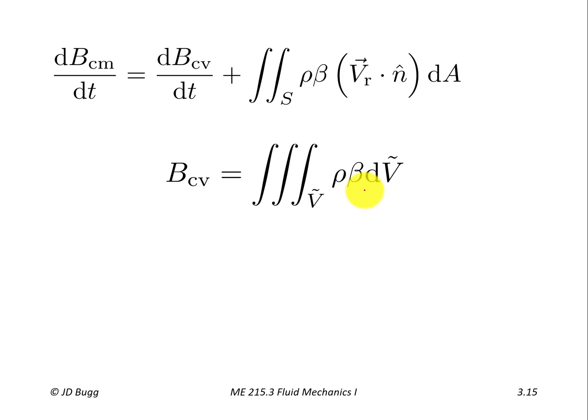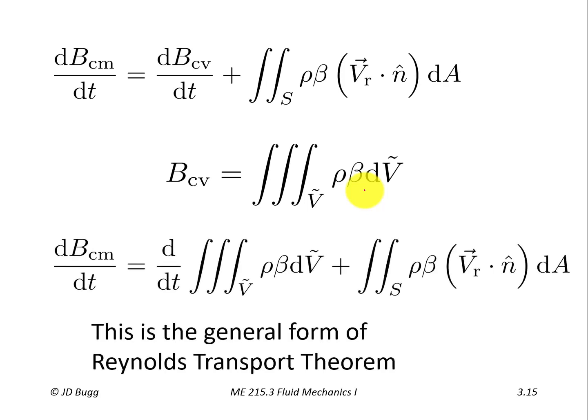So that brings us to the most general form of Reynolds Transport Theorem. All we've done here to get to this last stage is represent this rate of change of B in the control volume with respect to time by this integral. Notice that the derivative is still out front here because we still need to take the derivative of this quantity, because this is a rate equation.